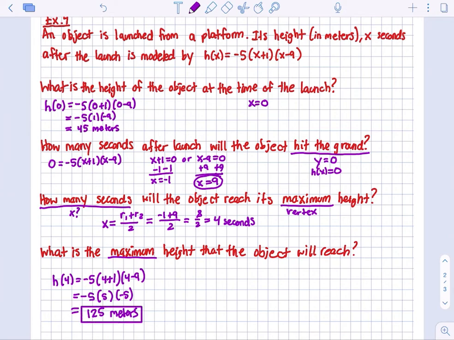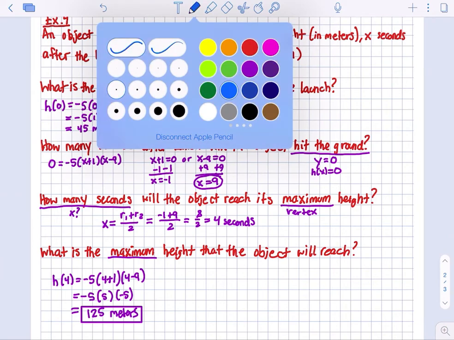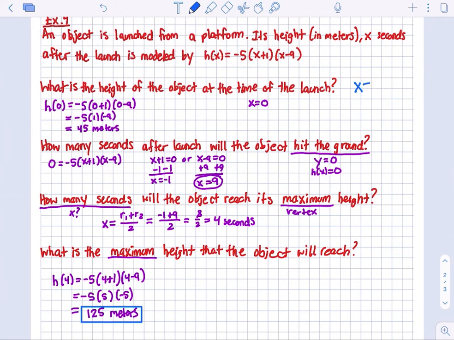So just to recap, the first one, what is the height of the object at the time? This is when you set x is equal to 0, and then you solve. How many seconds after the launch will the object hit the ground? When it hits the ground, you guys, this is when your y is equal to 0, or when your function is equal to 0.